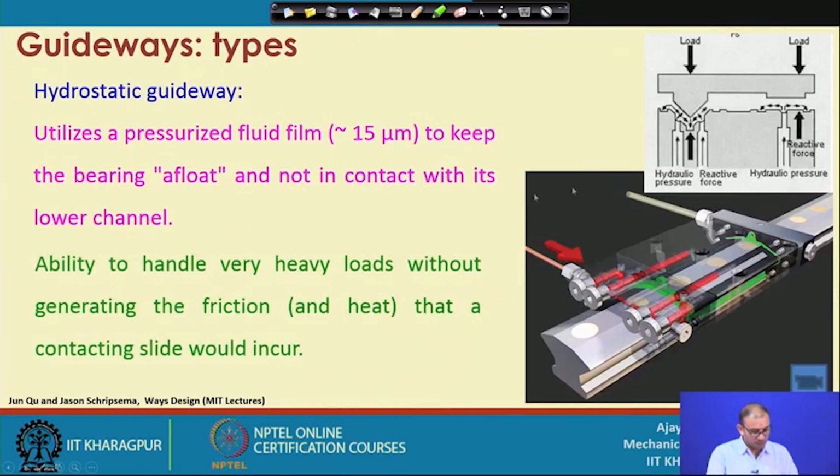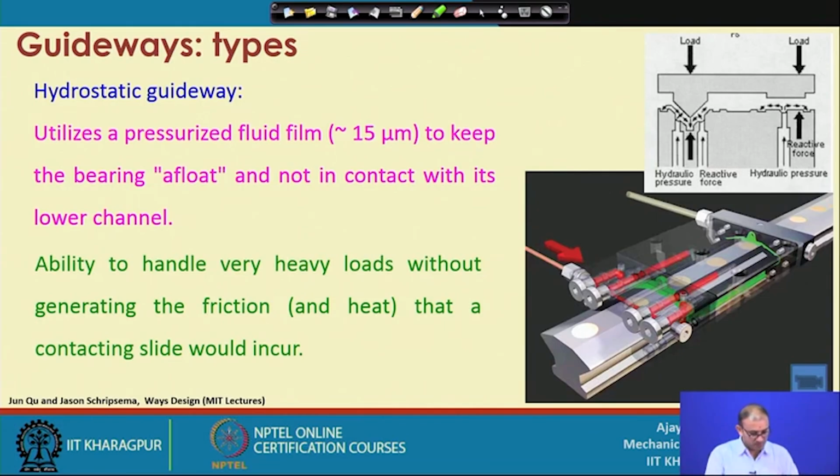Right. So, what are the advantages? It has the ability to handle very heavy loads without generating friction, because fluid is contacting the slide ways. In this case we are using a liquid, so the load carrying capacity is very high. But we know that in micro machining we are not working with very heavy loads. So it may be used for some applications, but we are not exactly getting this application in micro machining.